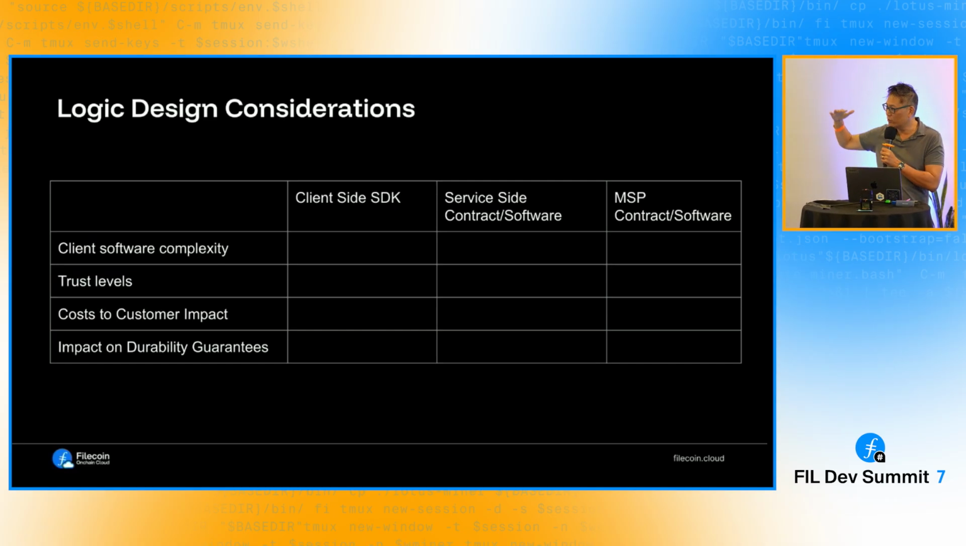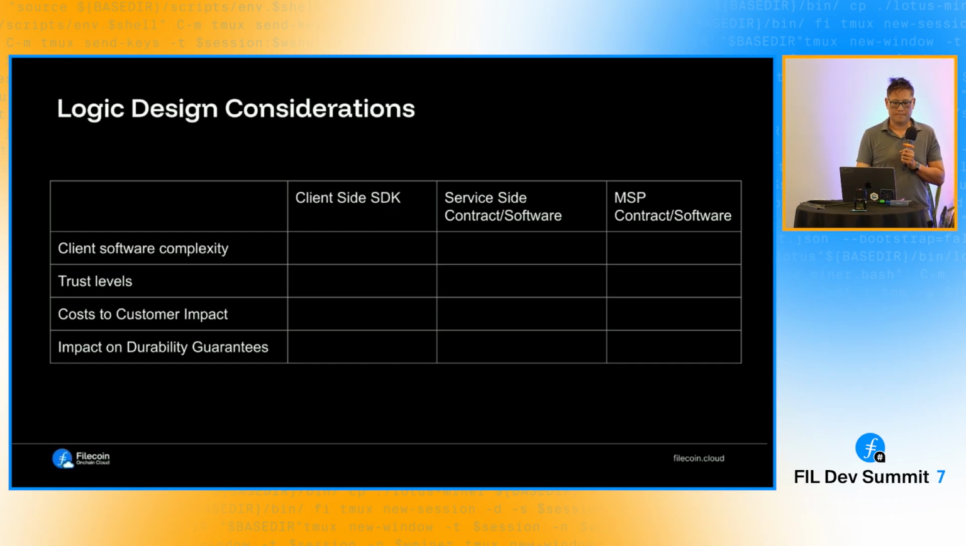And so how do we evaluate where things are and gain alignment and agreement on what those proposals are? These were the considerations we took. One has more client software complexity. We evaluate what implicit trust levels might be affected by having this other entity. And then, do I care, what's the cost to the customer? And then any impact on our end goal, which is durability guarantees.